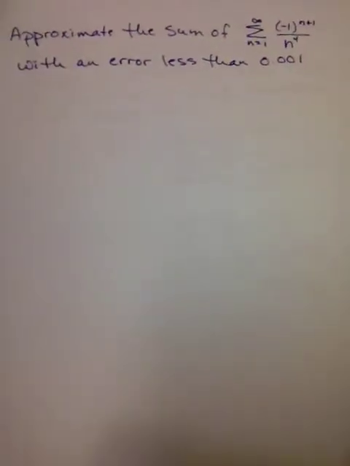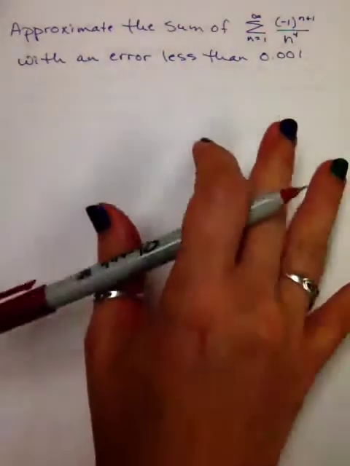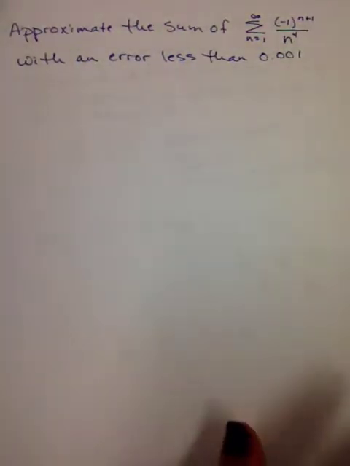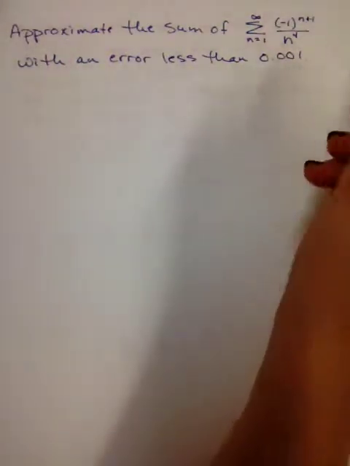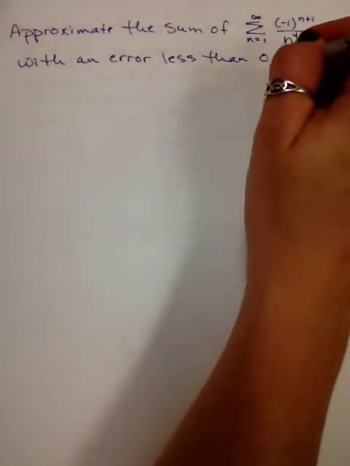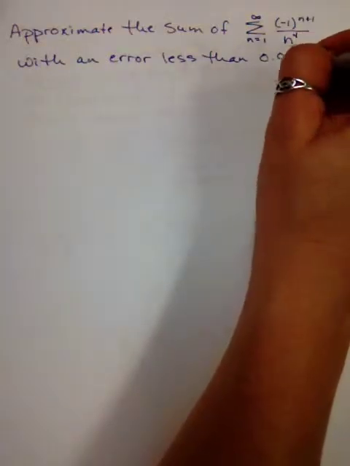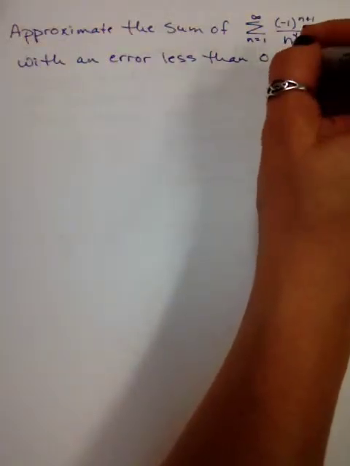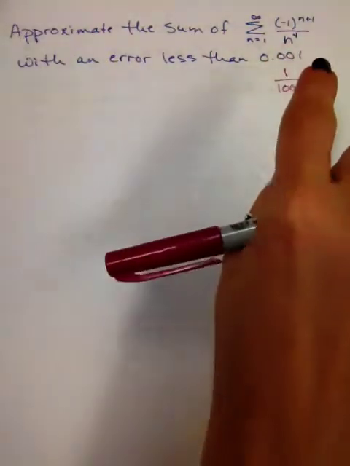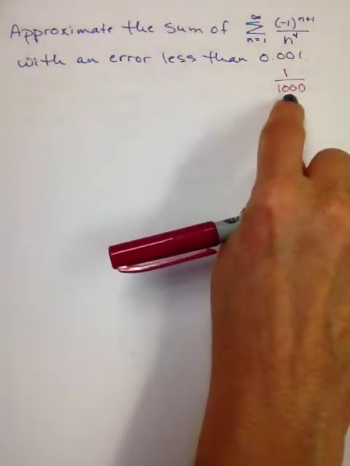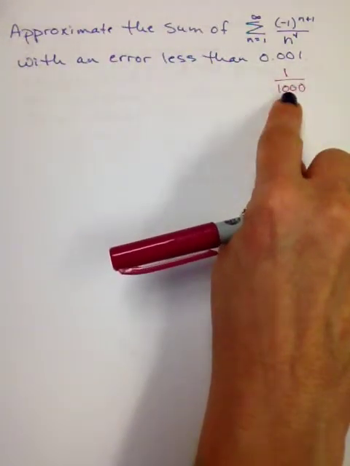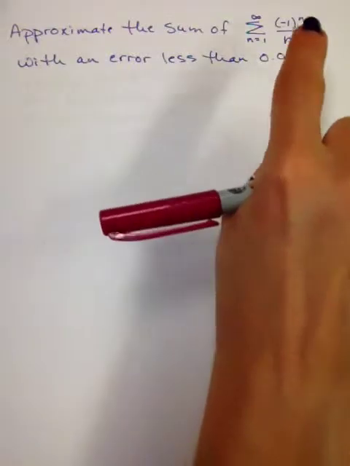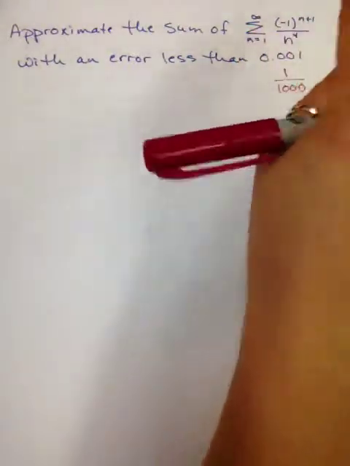So one kind of question they like to ask is approximate the sum, and then they give you an amount of error. So with a maximum error, with an error less than 0.001. And what I like to do is change this to an actual fraction. So this one is 1 over 1,000, tens, hundreds, thousands place. So I'm looking to see when my error will be less than 1 over 1,000. So to do that, I'm going to just start getting the terms of my series.